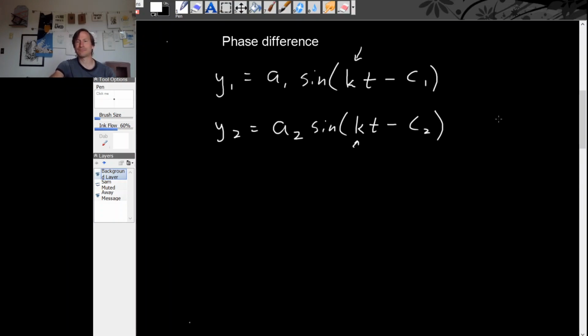So to compare the phase of these two, what we'll do is we'll just subtract these two phases. Okay, so this is called the phase difference.